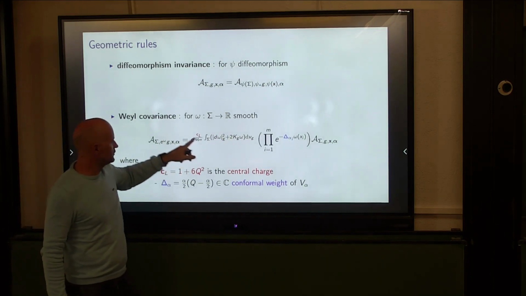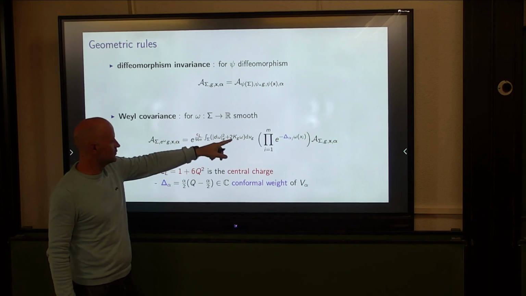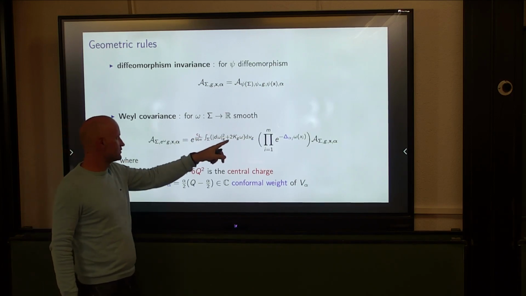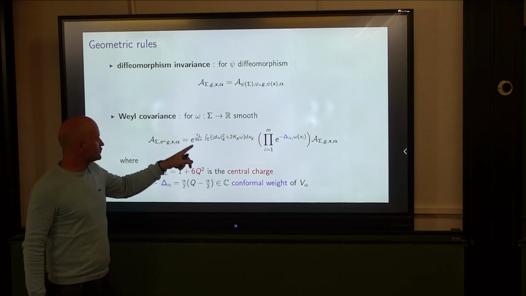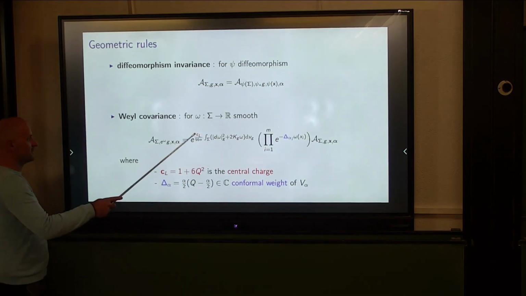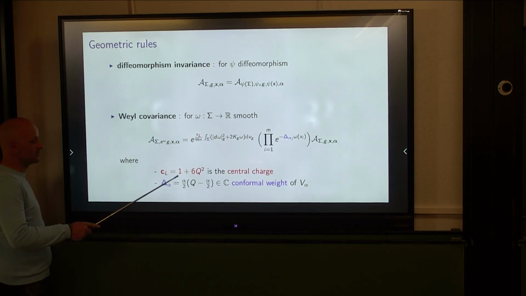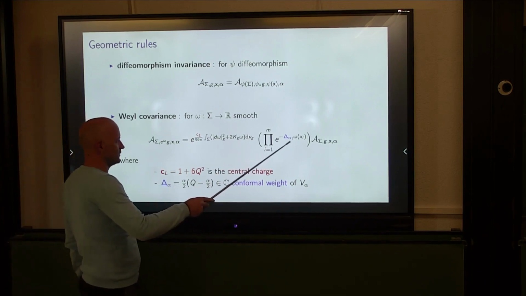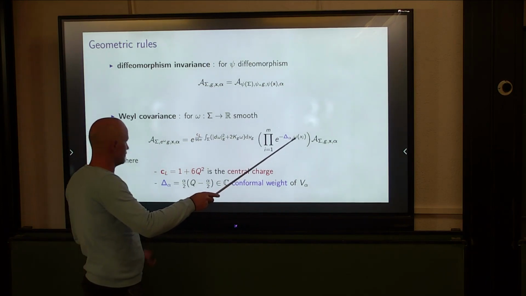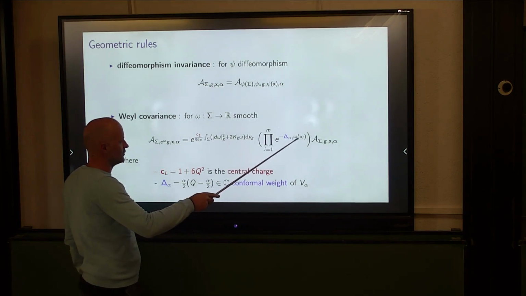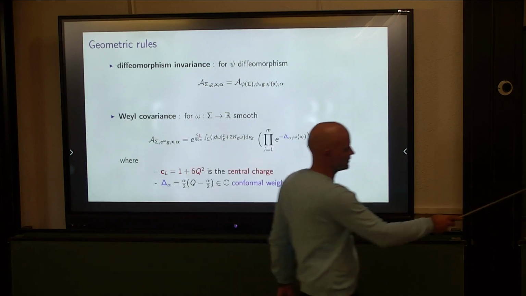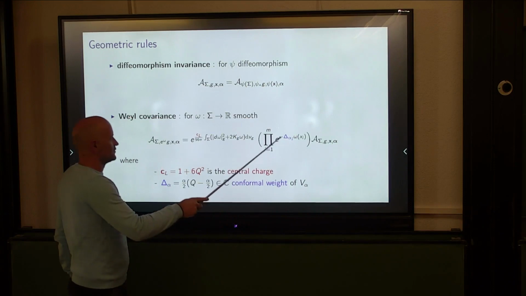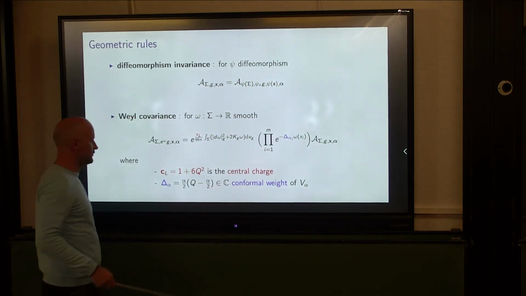Here you have a global term, which is called the Liouville functional, actually. It's not the same as in the beginning, but it's also called the Liouville functional. Up to some parameter here, which is called the central charge, and in my talk it's 1 plus 6Q squared. And here you have this product of the conformal factor evaluated at these points. And in front of them you have some special values that are called conformal weights.